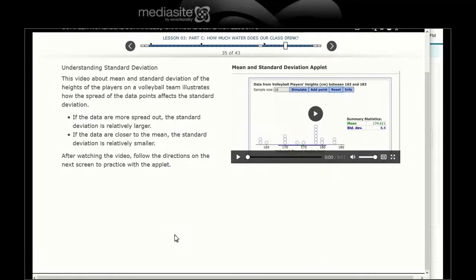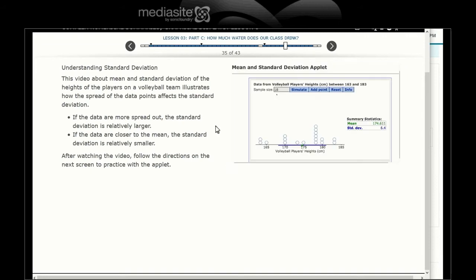Okay, so the video about mean and standard deviation. The height of the players of a volleyball team illustrates how the spread of the data points affects the standard deviation. If data are more spread out, the standard deviation is relatively large. If data are closer to the mean, standard deviation is relatively smaller. After watching the video, follow the directions on the next screen to practice with the applets.